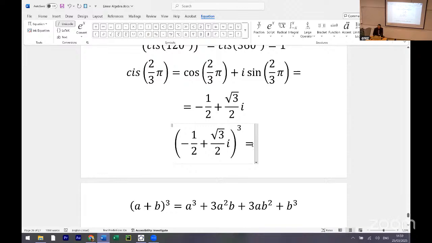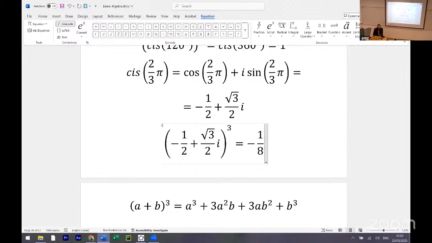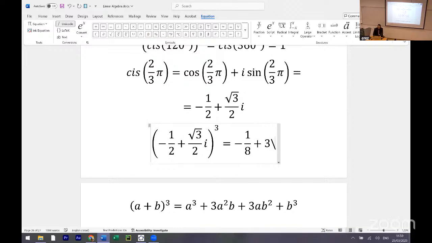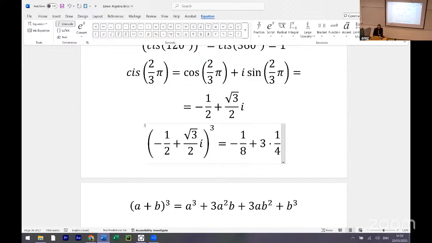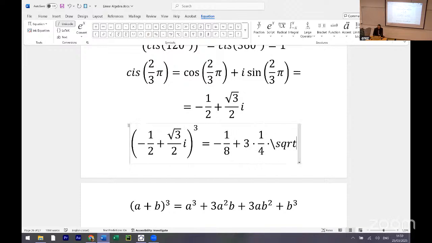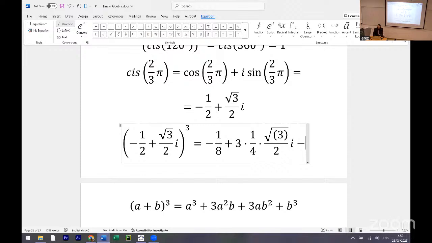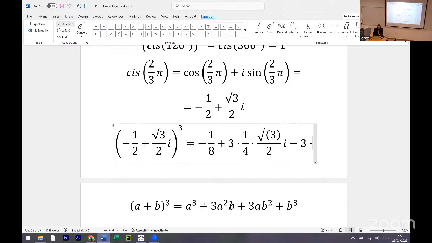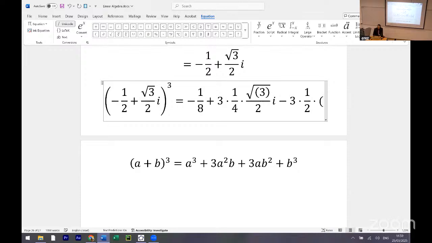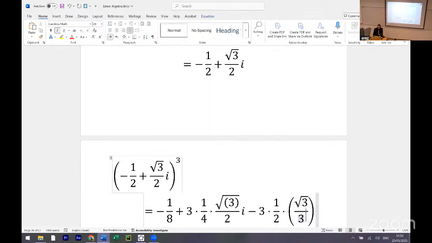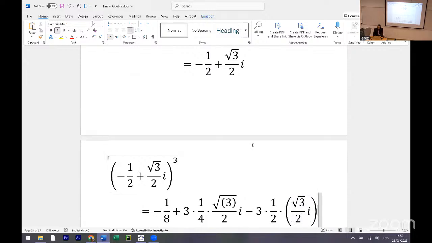So the first thing is -1/8 plus 3 times a squared, which is a quarter, times the square root of 3/2 i, plus, which will be minus, 3 times half times the square root of 3/2 i squared.